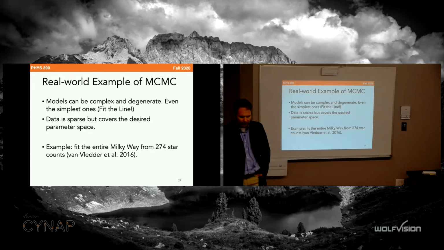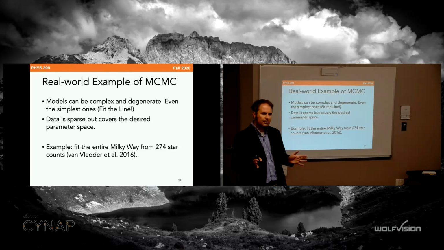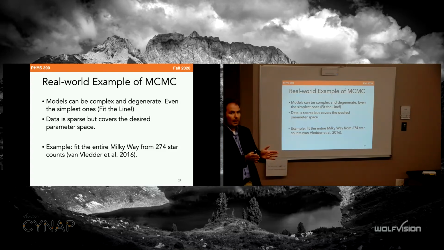So let's take a real-world example of MCMC. How did we step through a complex model and sparse data? So the models can be complex and degenerate. Keep that in mind. Even if we think that this model parameter cannot possibly know anything about the other one, there is absolutely no law requiring that your physical model needs to be an orthogonal parameter space. In fact, most likely it will not be.